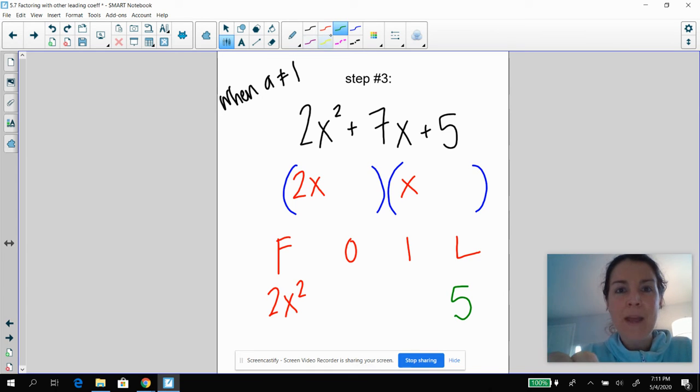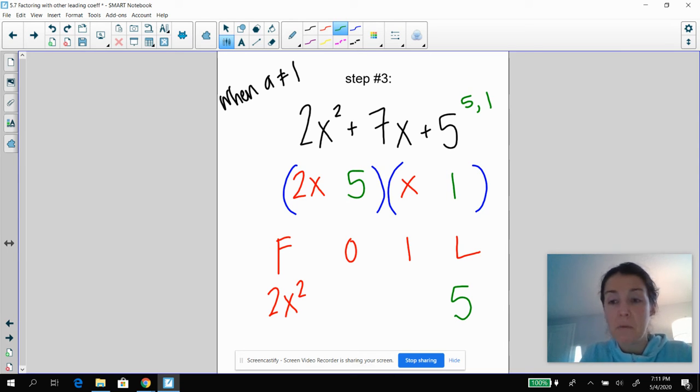So let's say that I put in, I know that I've got a 5 and a 1 here. So I don't know, let's say that I just did a 1 here and a 5 here, just to see what happens. So I know that if I FOIL this out, my first 2 terms are going to give me 2x squared. My last 2 terms are going to give me 5. But here's what I care about, my O and my I, right? I care about the O and the I because I need my O and I to combine to get me a 7x. So let's multiply these 2 together.